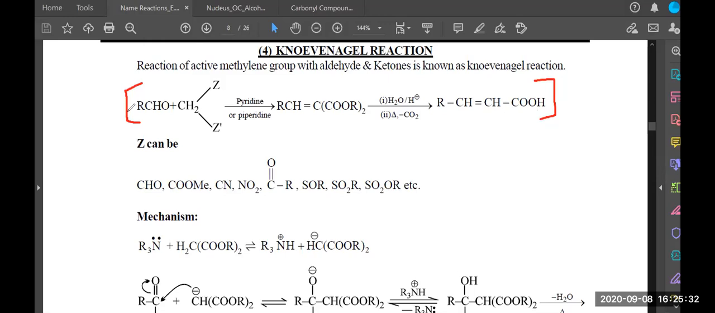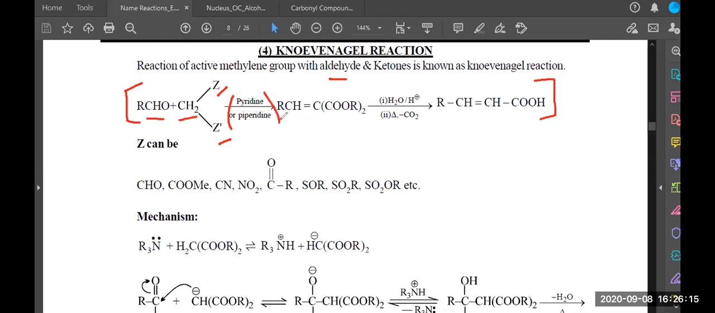If you see the reactant, we have an aldehyde or ketone and an active methylene group. Active methylene group means we have a methylene group with two groups, right? And these two groups are your electron withdrawing groups. Z and Z dash are your electron withdrawing groups. Okay, got it? And the reagent, this is a substrate. The reagent is pyridine or piperidine. Okay.